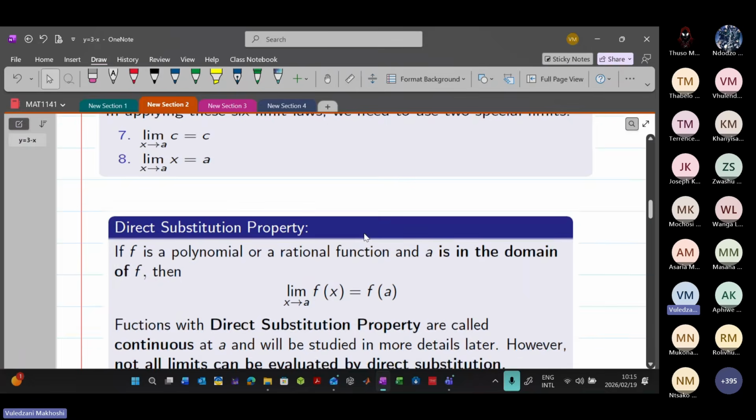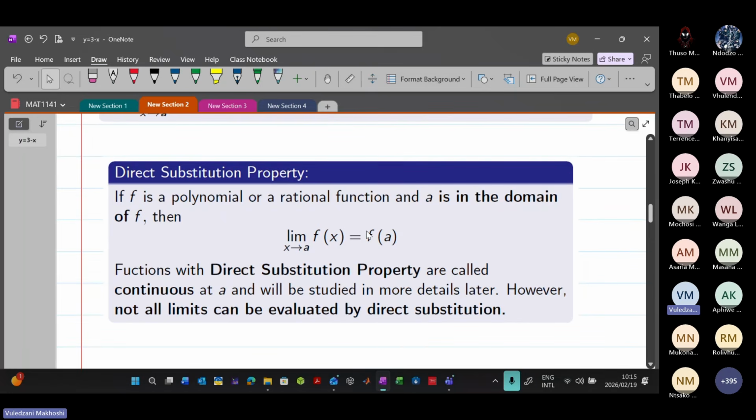So now, the direct substitution property, this is something you are used to. When do we say the limit of f of x as x approaches a is just f of a? When do we say that? We are saying here that if f is a polynomial or a rational function, and a is in the domain of f.